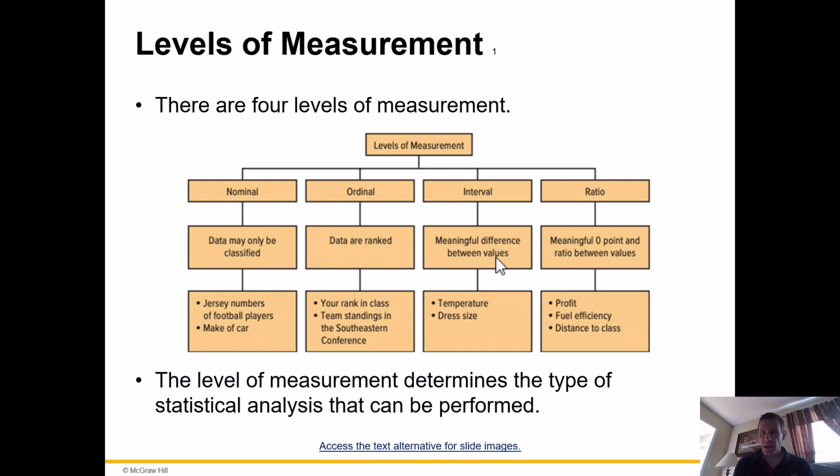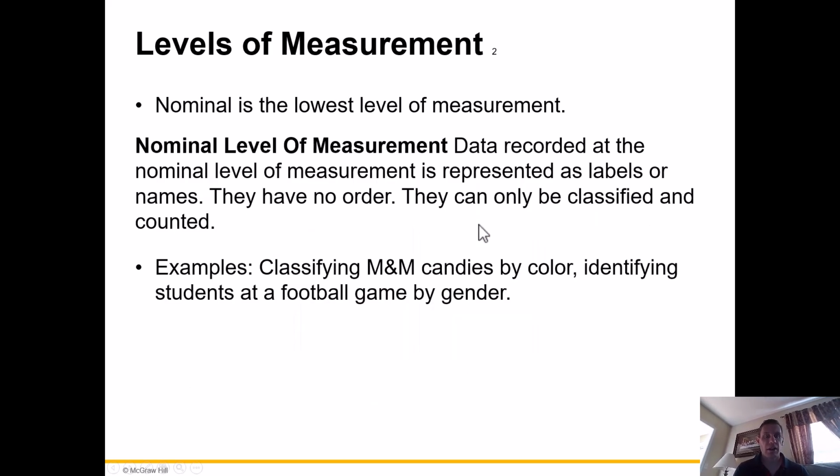And then finally, ratio, which is maybe the most complicated, if you will. Meaningful 0 point and ratio between values. So, for example, profit. If you have zero profit in a company, that basically means you're breaking even, and that is still a meaningful number. Fuel efficiency and distance to class could also be examples. So let's run through their definitions real quick.